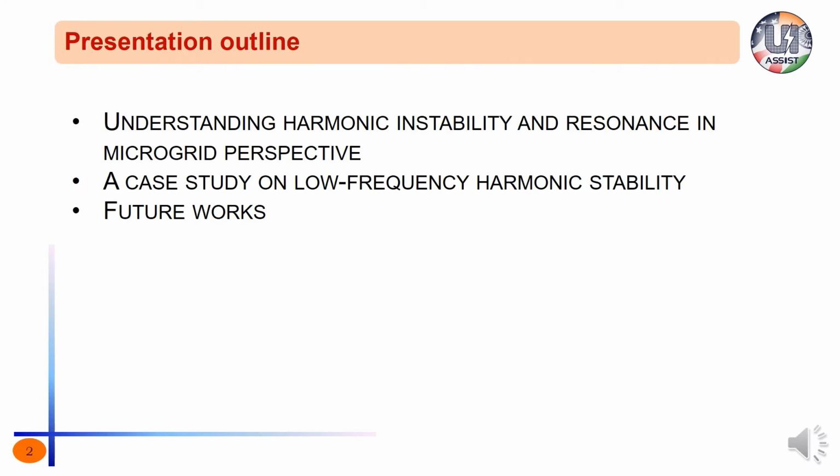First, we will understand harmonic instability and resonance in a microgrid perspective because these phenomena are also observed in HVDC systems, PV, wind farms, and train traction networks. Only difference is the frequency of occurrence as well as the source that create these two phenomena.